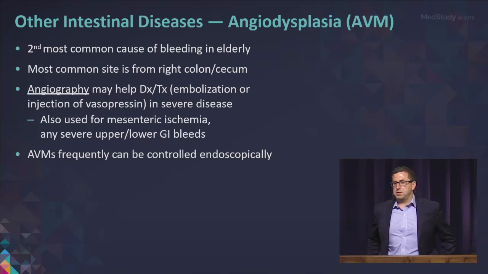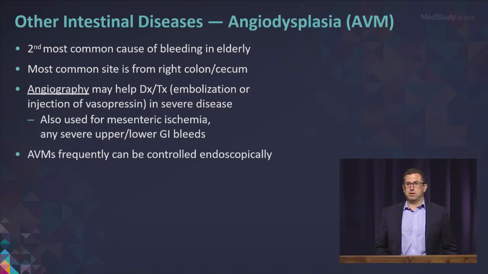Some other intestinal diseases include angiodysplasias or AVMs. This is the second most common cause of bleeding in the elderly. The number one cause is diverticulosis. Most of the time it bleeds from the right colon or the cecum, but a lot of times we'll see these AVMs in the small bowel as well.